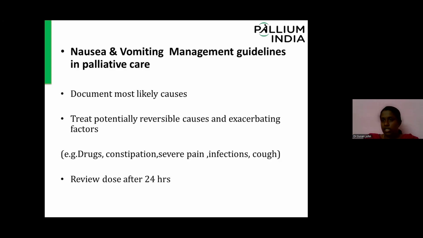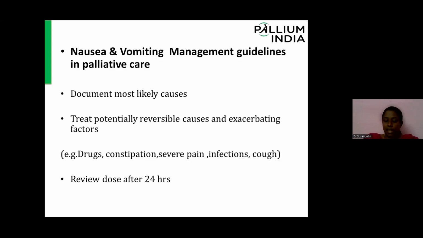If there is infection, that is meningitis, you have to treat the meningitis part. And for the cough, you have to find out if any reversible cause or exacerbating factor is there, and treat that. And review the dose every 24 hours after starting.